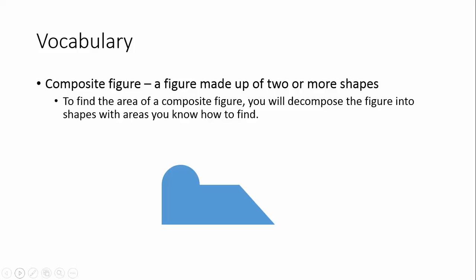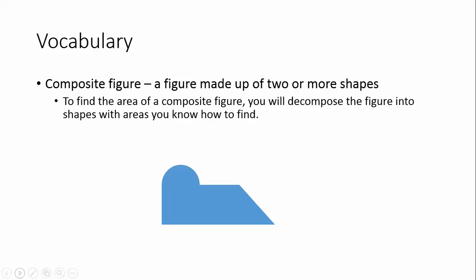So the vocabulary term is composite figure, and a composite figure is a figure that's made up of two or more shapes. When we find the area of a composite figure, we're going to decompose or break up the figure into shapes with areas that you know how to find. So if you look below at that shape, it might not be obvious to you at first what different shapes there are kind of hidden or that make up that figure. And there's also more than one way you can break up a figure. My tip to you is to just do it in the simplest method.